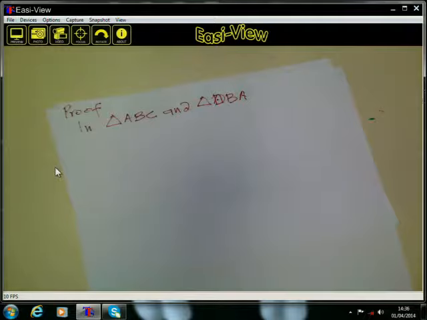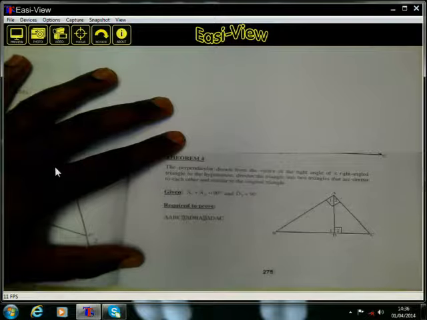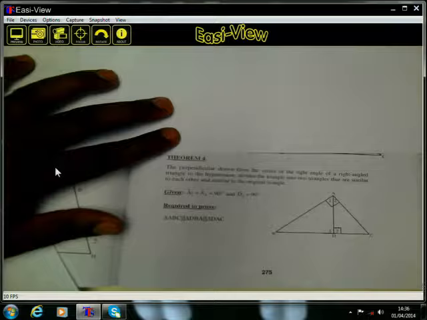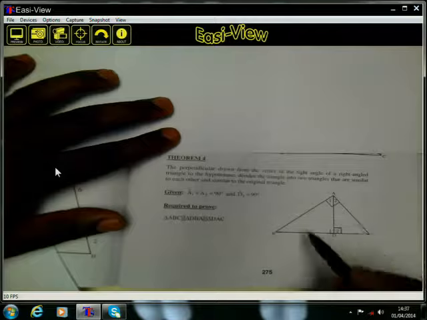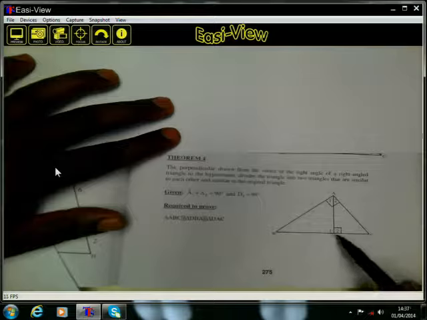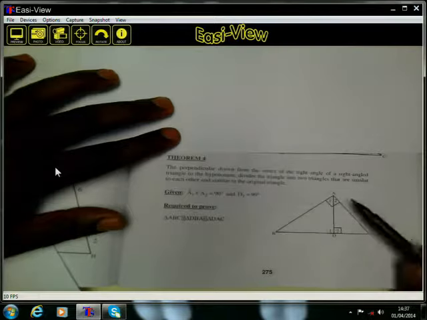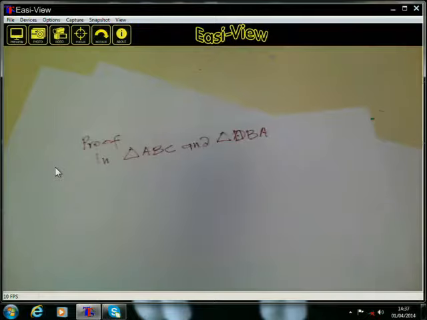Let's quickly go back to our triangle. What we are requested to prove, our proof will lie on triangle ABC, that's the biggest triangle, because remember I've said we have two triangles, ABC and triangle DBA, the bigger triangle and this triangle. Let's check what we are provided with in those two triangles that we can use to prove the similarity of the two triangles.